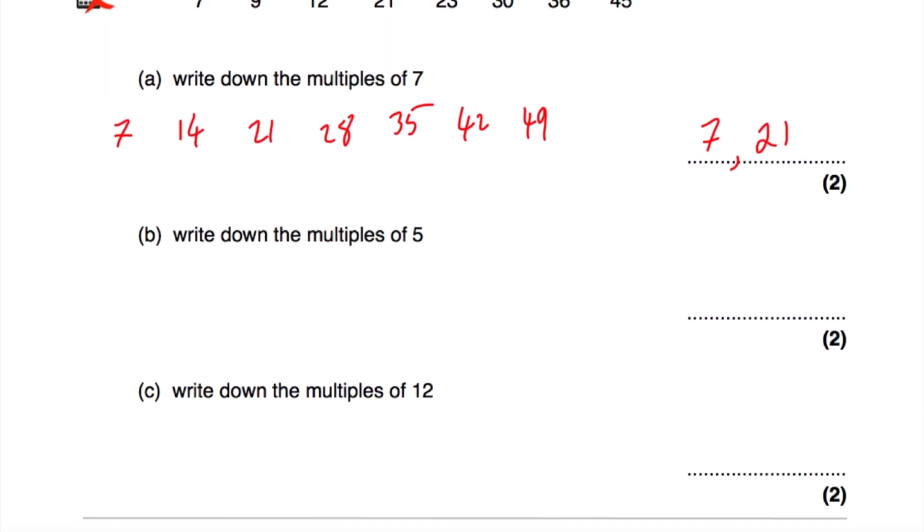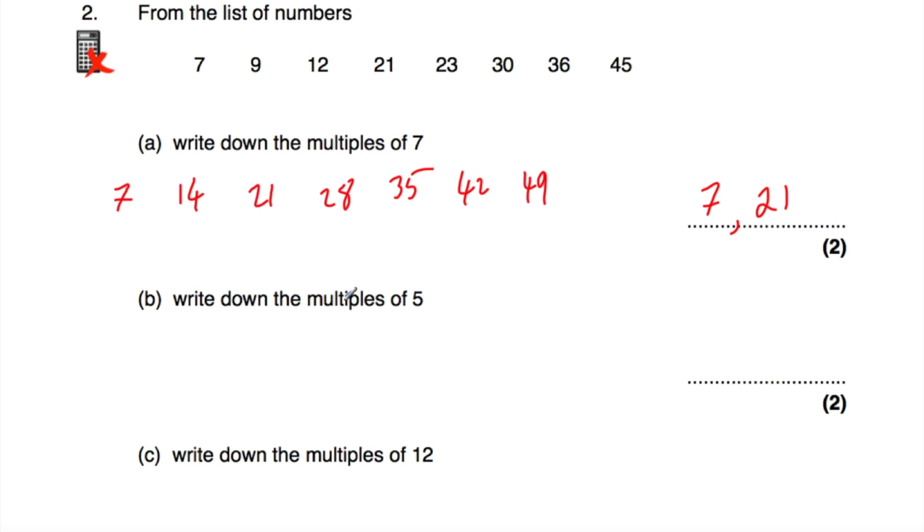Part B says write down the multiples of 5 from this list of numbers. Now this time, rather than writing down the multiples of 5, I just know that the multiples of 5 end in either a 0 or a 5. So we're looking for numbers that end in a 0 or a 5. So no, no, no, no, no, yes, 30 is a multiple of 5. 36, no. 45, yes. So there are 2 multiples of 5 in our list. They are 30 and 45. Okay, let's look at our next part, part C.